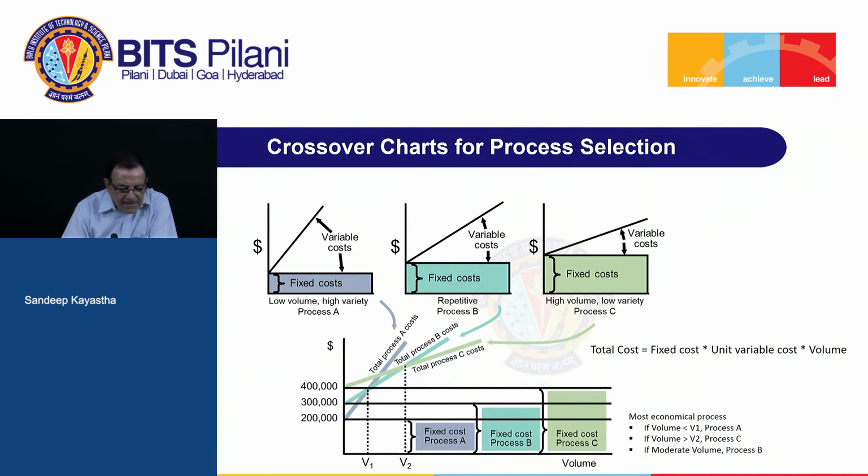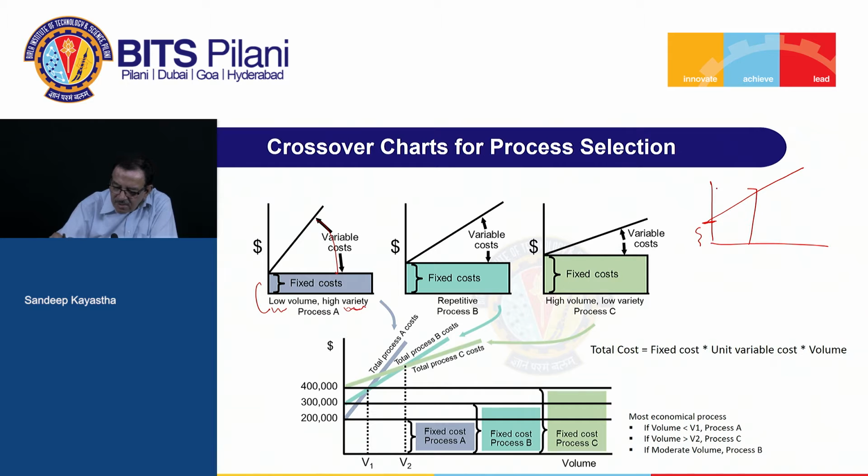Let us take one process where volumes are quite low and variety is very large. We'll call it process A. When volumes are low, you have a low fixed cost. So the fixed cost is shown here. And since variety is large, you require more skilled people and they are more expensive. And we have variable cost. So variable cost is shown here.